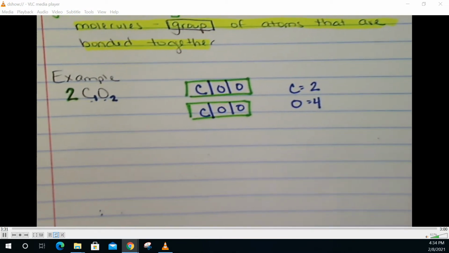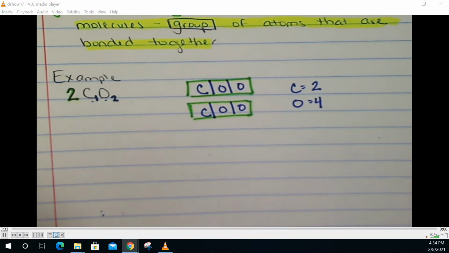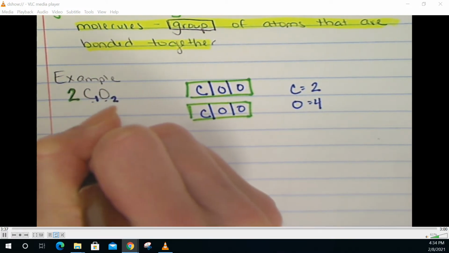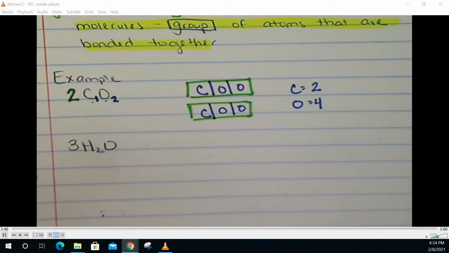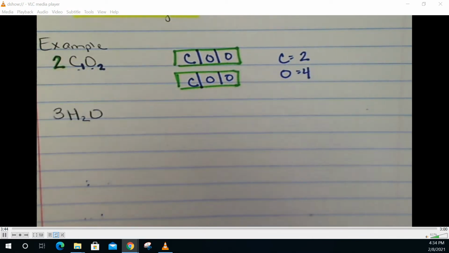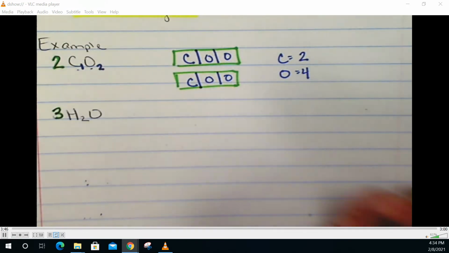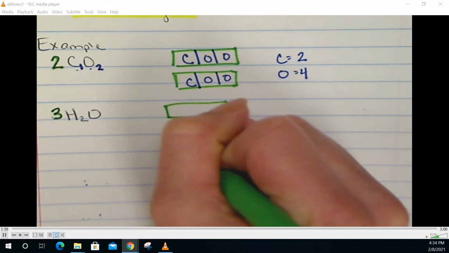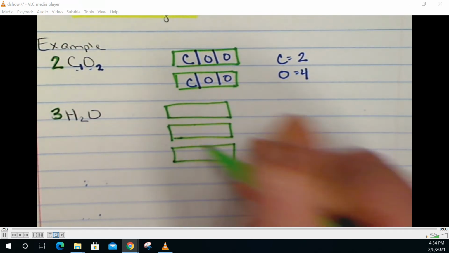All right, so let's do another example. Let's do 3H2O. So for the 3, again, the 3 is my coefficient. That tells me how many molecules I have. So I have 3 molecules, 1, 2, 3.